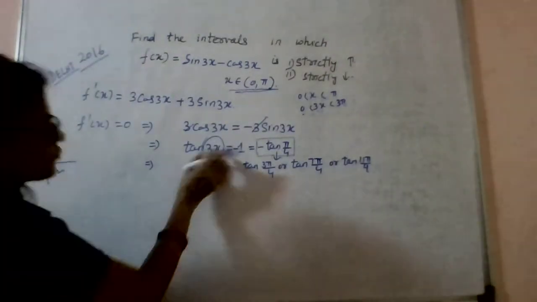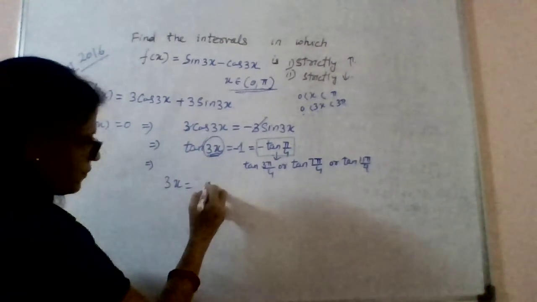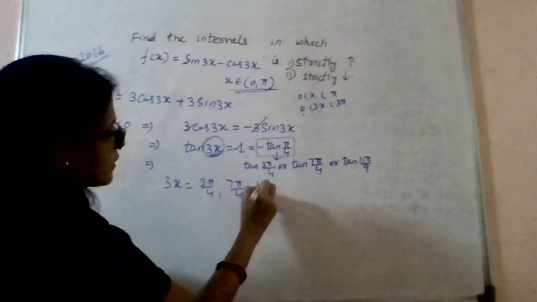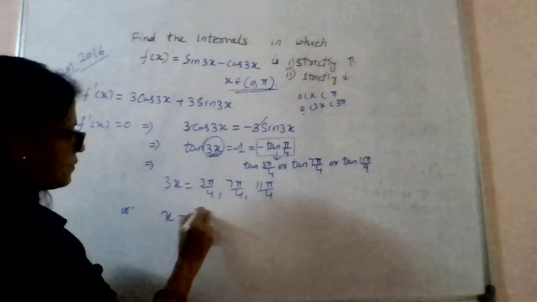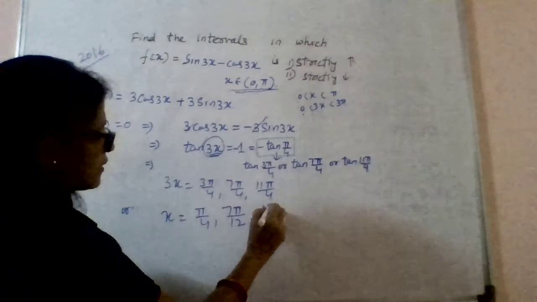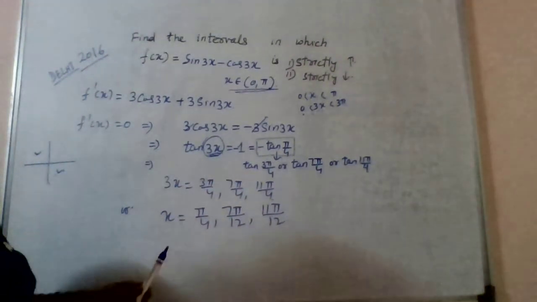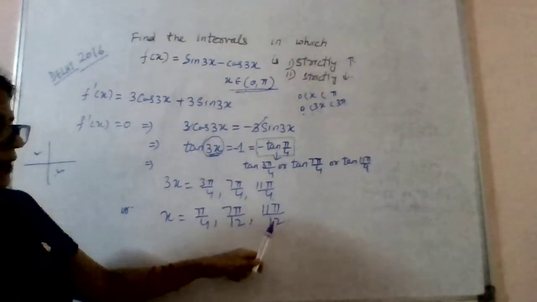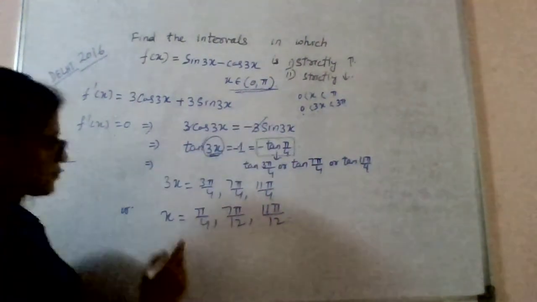So 3x equals 3 pi by 4, 7 pi by 4, 11 pi by 4, or you can say x equals pi by 4, 7 pi by 12, 11 pi by 12. Okay, 3 critical points. And you can observe pi by 4, 7 pi by 12 and 11 pi by 12, all 3 values are between 0 and pi. Right?